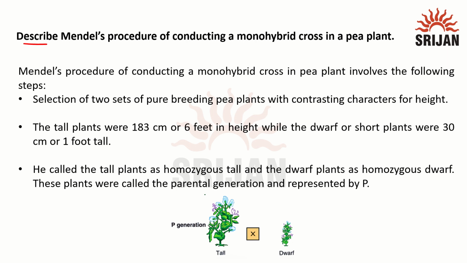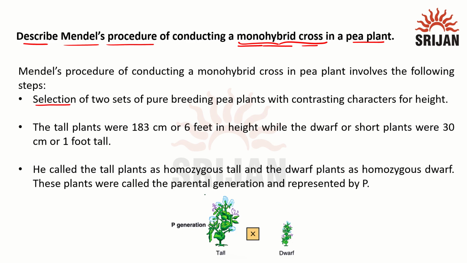The question is, describe Mendel's procedure of conducting a monohybrid cross in pea plant. Monohybrid cross means the parents differ in one genetic trait. So the process involves the following steps.